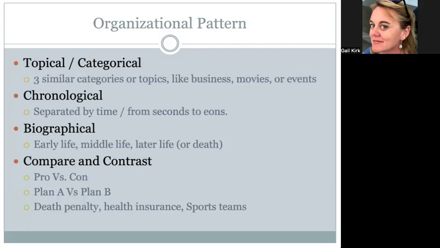Chronological is separated from time. So the thing about chronological is that usually there's set periods of time. So for example, it might be let's talk about rap in the 1980s, the 2000s, and the 2020s. So you notice it's separated by 20 years there. Or it could be seconds. We're going to talk about the life of a mayfly in the first hour of its life, the 5th hour of its life, and the 10th hour of the life, whatever it happens to be.